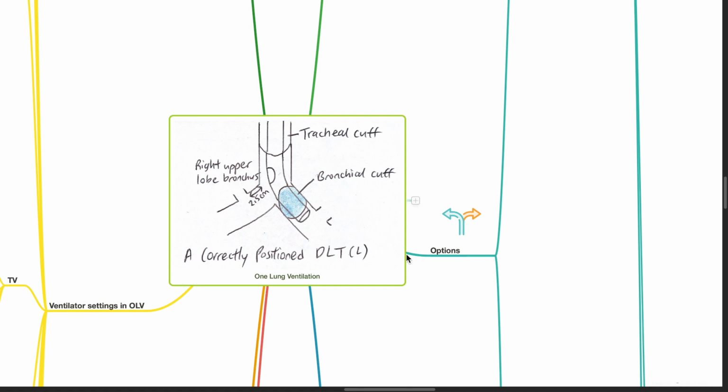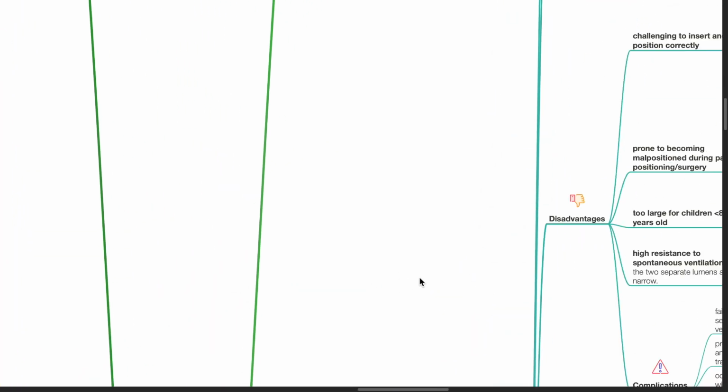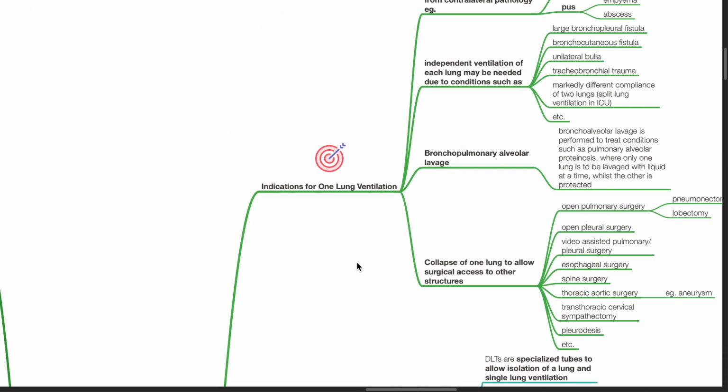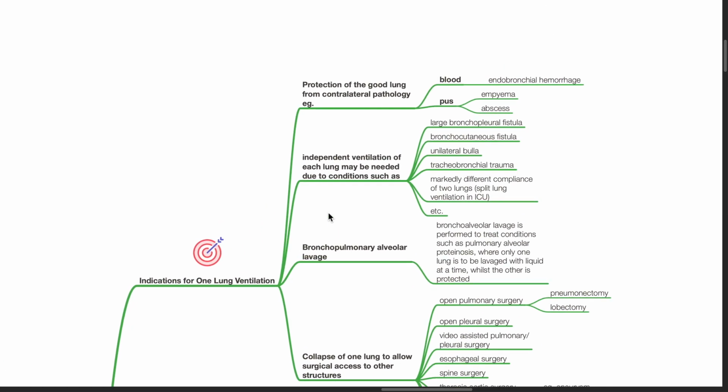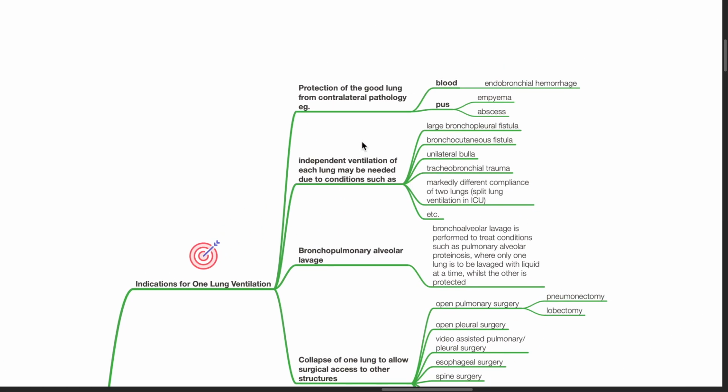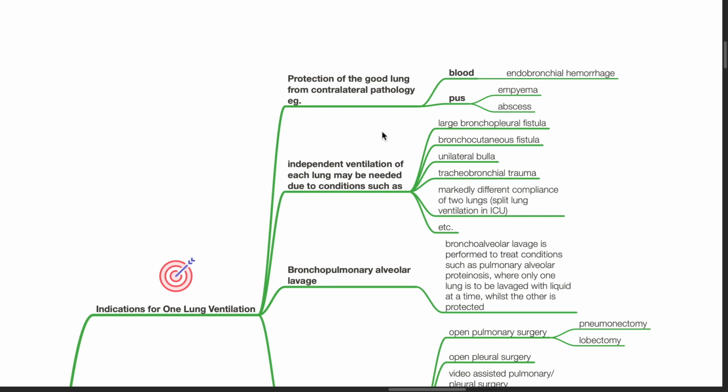Today we'll be discussing one-lung ventilation. Indications for one-lung ventilation: protection of the good lung from contralateral pathology, such as blood during endobronchial hemorrhage and pus from empyema or lung abscess.